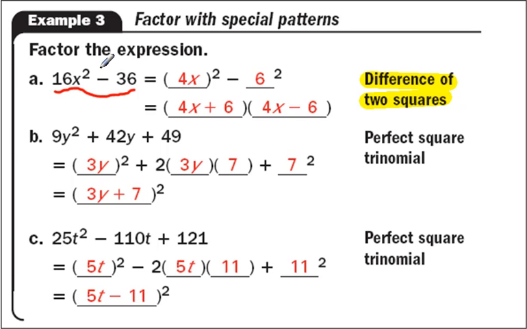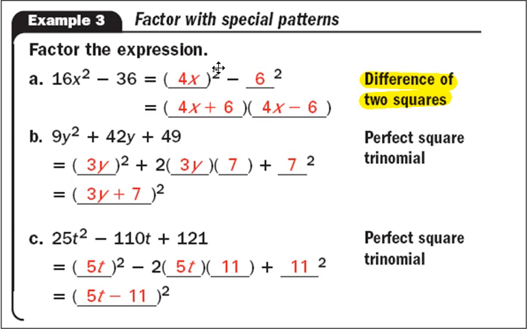But to be sure, what's got to be true? Well, the a term has to be a perfect square, and 16 is. That's 4 squared. And the c term has to be a perfect square, and it is. 36 is 6 squared. And the sign has to be negative. All right, so these 3 things have to be true in order for it to be a difference of squares.